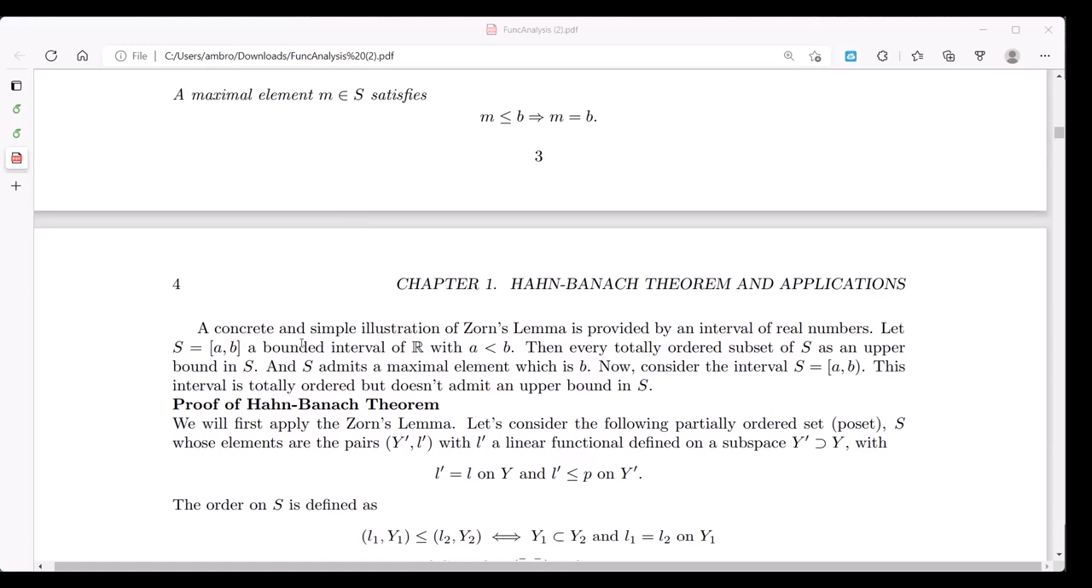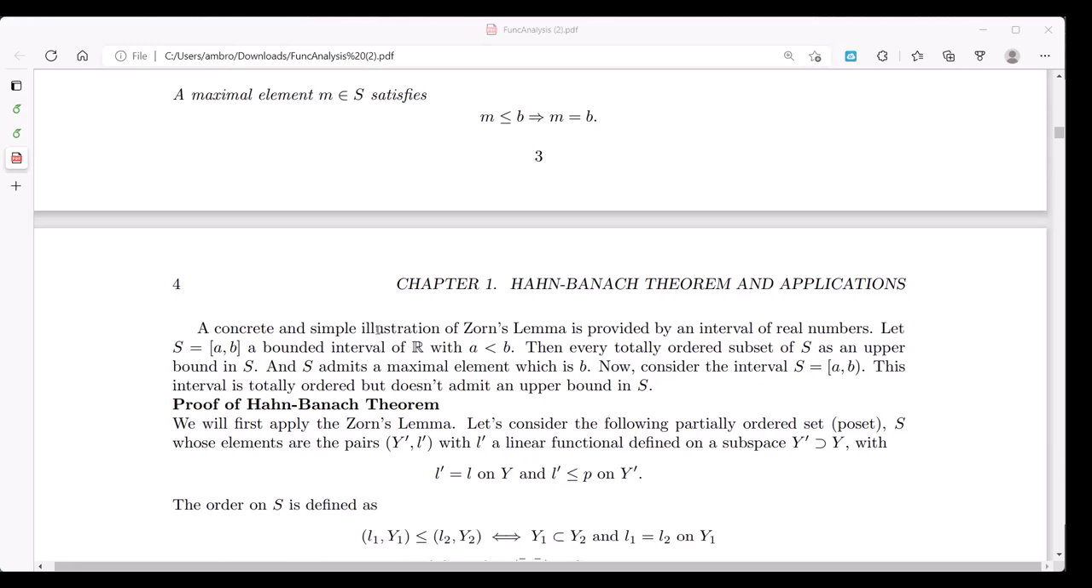To illustrate those definitions, let's consider a bounded interval, a closed bounded interval in R, A, B. Now if you look at the totally ordered subsets of S, they all have an upper bound in S. Think about it. And S admits a maximal element, which is B, right? If you assume that some number is in S and greater than B, it must be B.